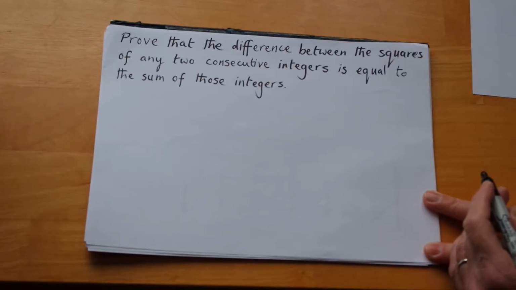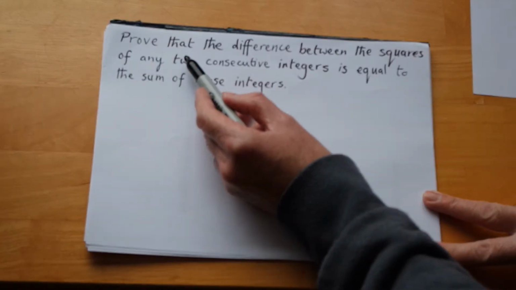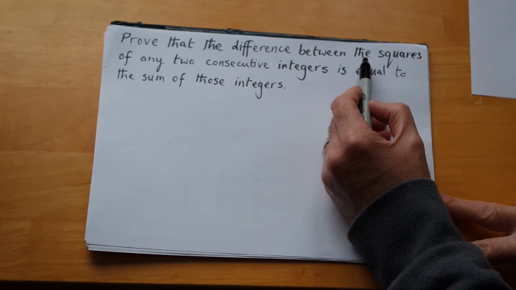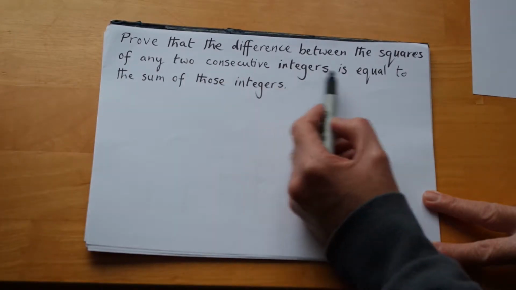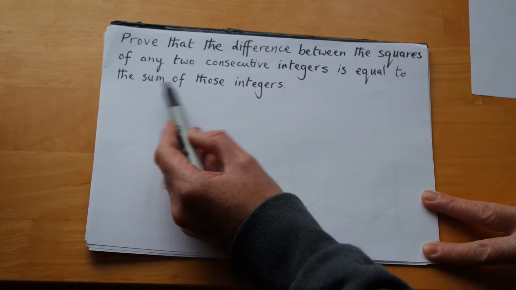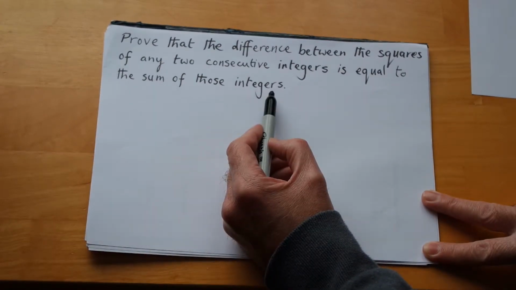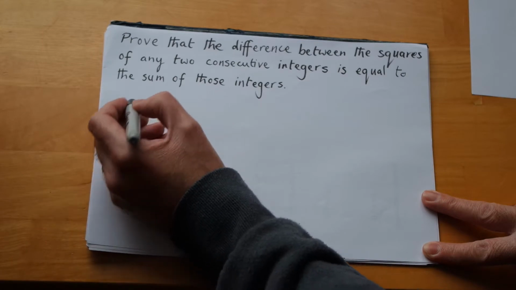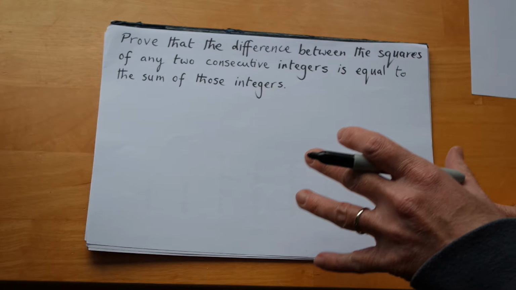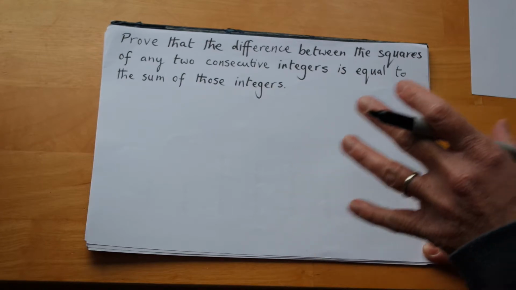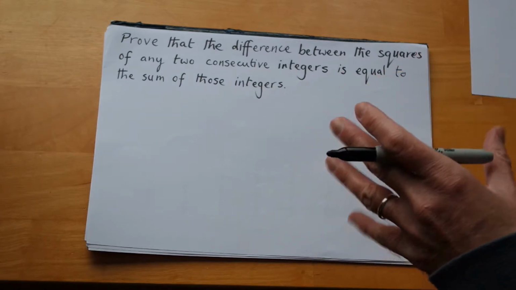For this question, we've been asked to prove that the difference between the squares of any two consecutive integers is equal to the sum of those integers. So the first thing to do is have a go yourself. And then if you get stuck, please feel free to look at the rest of the video. So here comes the solution now.